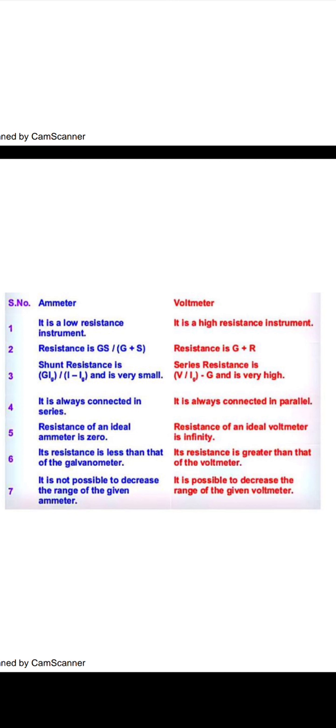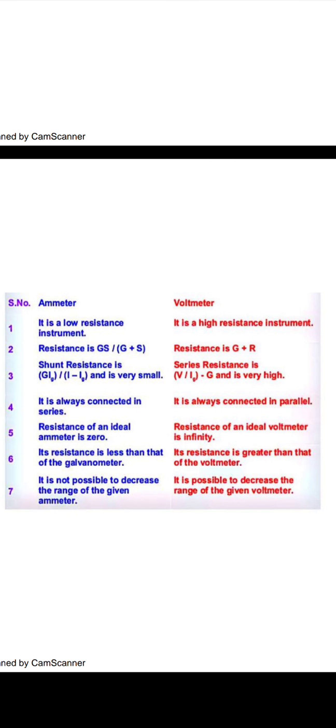So the ammeter should have low resistance, because current is inversely proportional to the resistance, and the voltmeter should have high resistance. So the voltmeter is a high resistance instrument and the ammeter is a low resistance instrument. And we have seen the instrument's resistance also, that the resistance of the ammeter is given by G S upon G plus S.